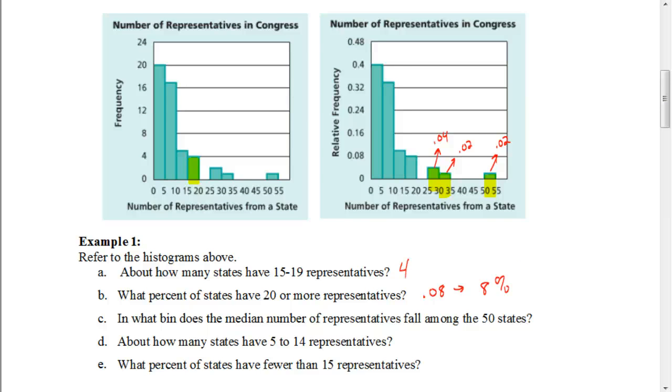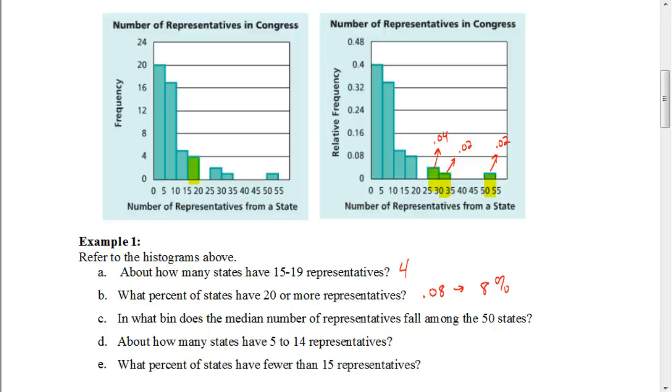It says, in what bin does the median number of representatives fall among the 50 states? Well, this requires us to do a little bit of thinking, because if you recall from the previous lesson, we learned that the median is the middle number when the numbers are arranged from smallest to largest. It'd be a real pain to have to arrange all 50 of those numbers to find out what bin the median number would fit in. So let's think about this for a second. And by the way, just to make sure we're clear on this, the bin is referring to the bars for the histogram.